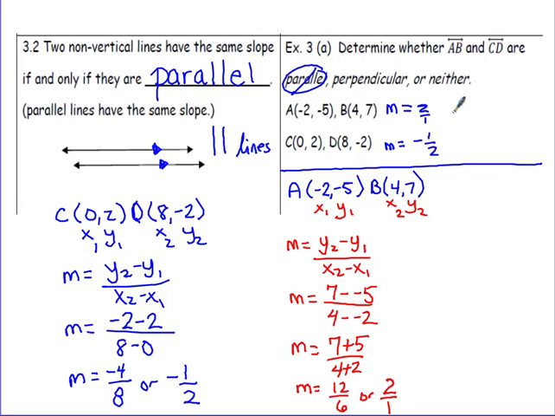Perpendicular lines are going to be flipped and opposite. So this one is a 2 over 1. If you flip it, that's 1 over 2. This one's positive, this one's negative. So that means these lines are perpendicular.